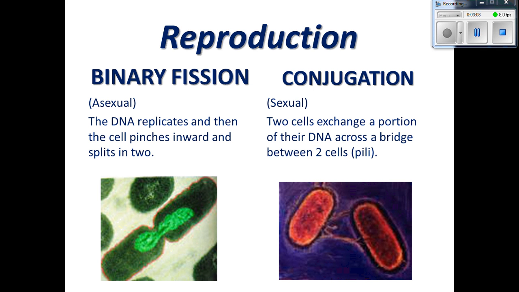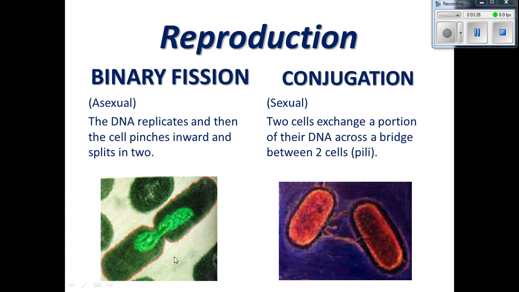How do bacteria reproduce? Bacteria can be both sexual and asexual. Binary fission is the asexual form of bacterial reproduction. In binary fission, the DNA replicates, and then the cell pinches inward and splits in two, as shown in the picture.